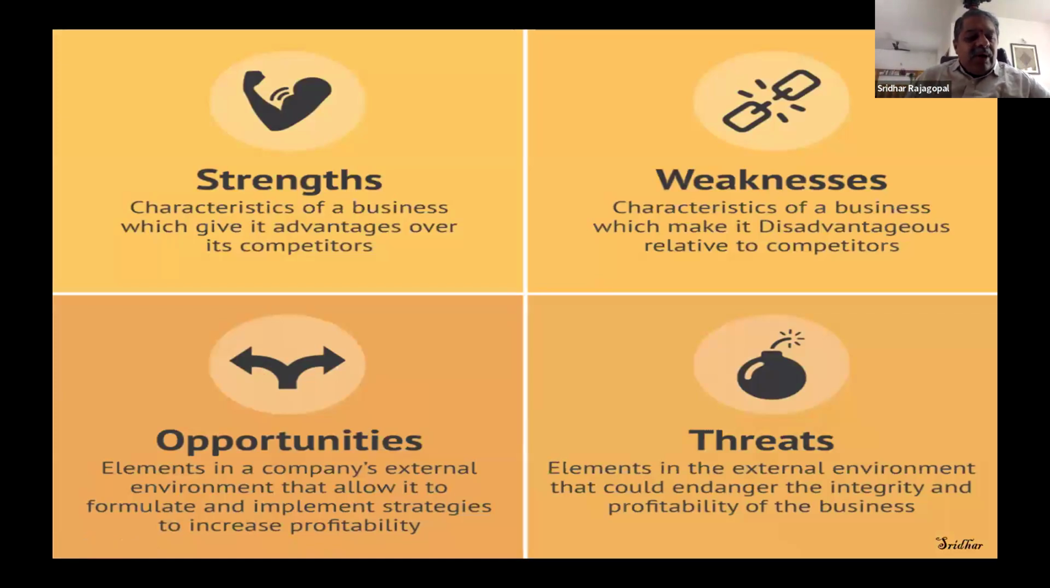I'm sure you have all heard of SWOT analysis. In fact, I encourage you to do a SWOT analysis of yourself and of your organization every month. In fact, I still do it. Even though this is my 31st year in anything and everything to do with businesses, I do a SWOT analysis of myself every month. I do a SWOT analysis of all my companies every month.